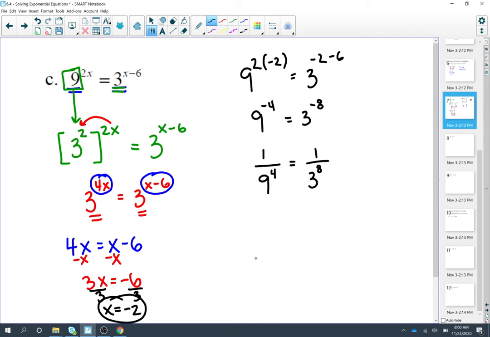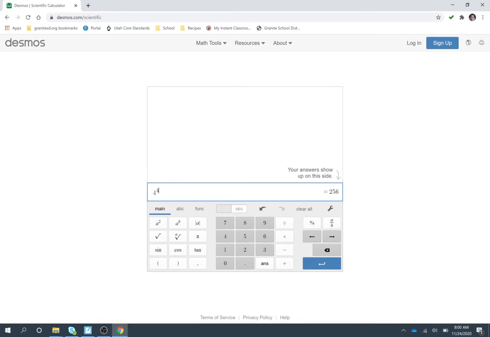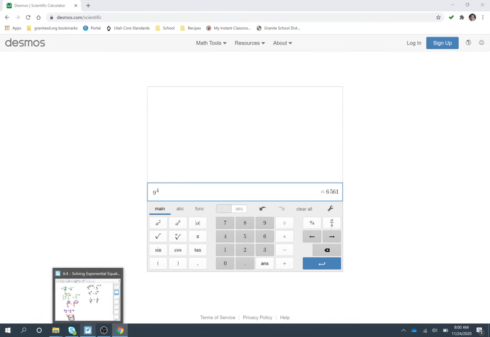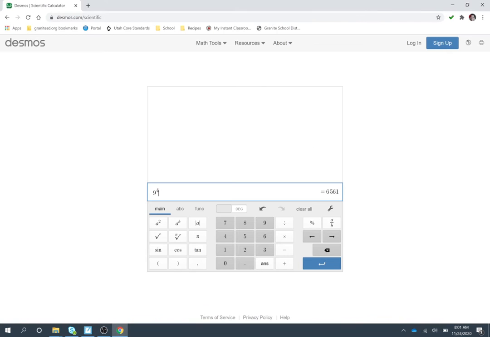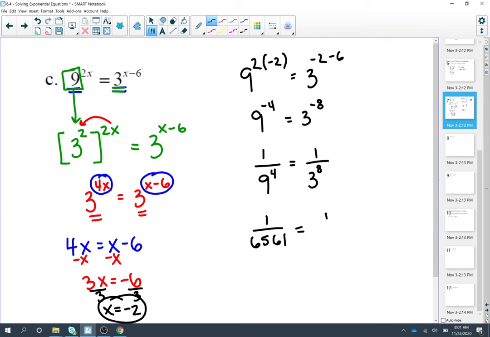Now I'm going to grab my calculator. I've got 9 to the 4th and 3 to the 8th. 9 to the 4th is 6561. So this is 1 over 6561 equals 1 over 3 to the 8th, which is also 6561. And that checks out. So our answer is -2.